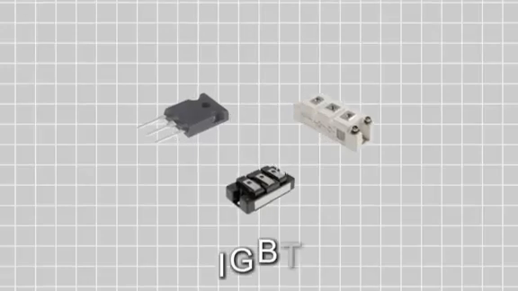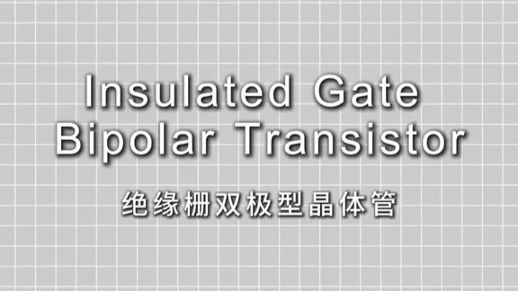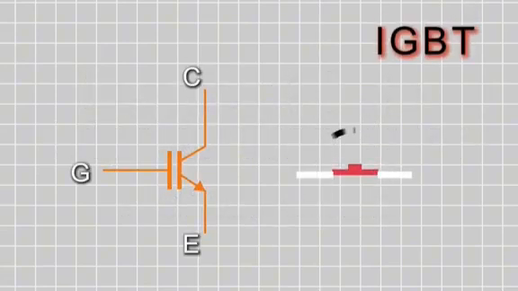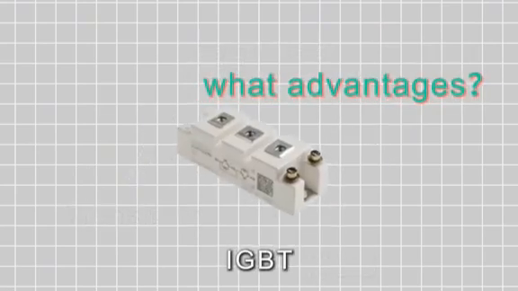Today, let's learn about IGBT. The full name of IGBT is Insulated Gate Bipolar Transistor. This is its circuit symbol. Essentially, it's an electronic switch. When it comes to electronic switches, you might think of MOSFETs and transistors. So, what advantages does IGBT have compared to them?